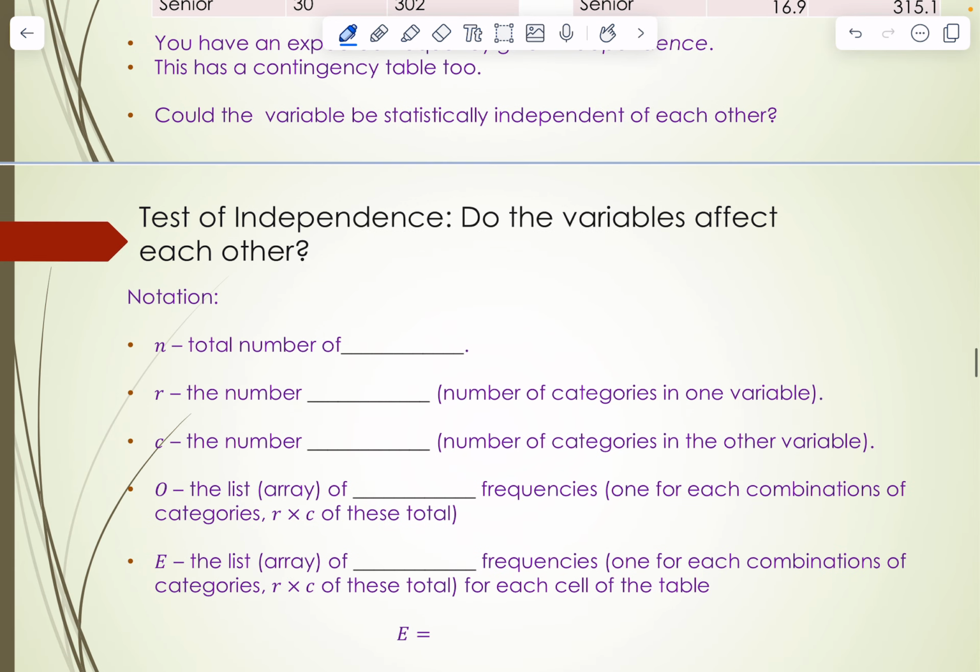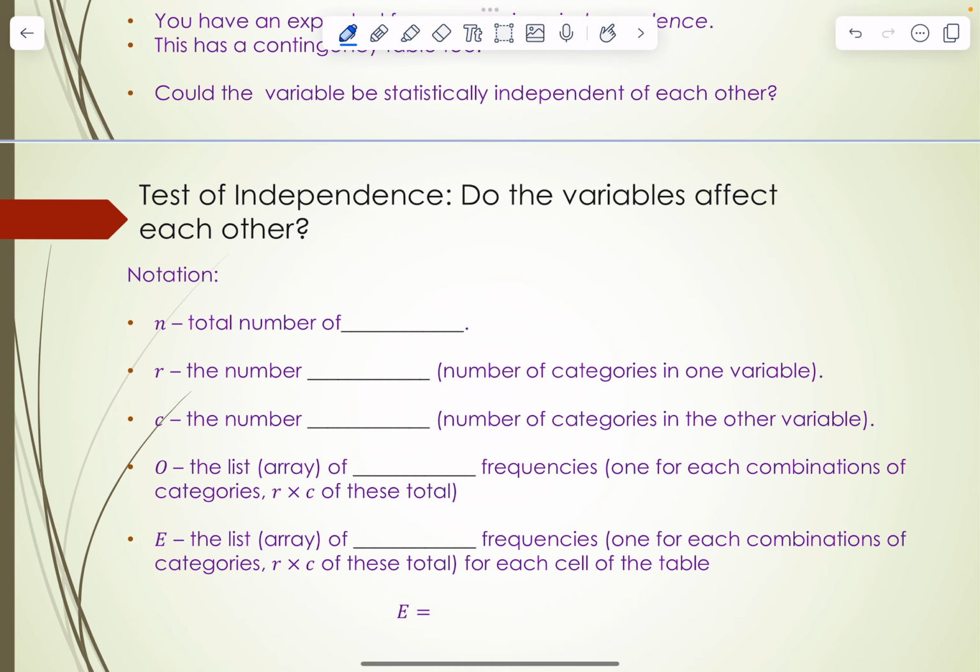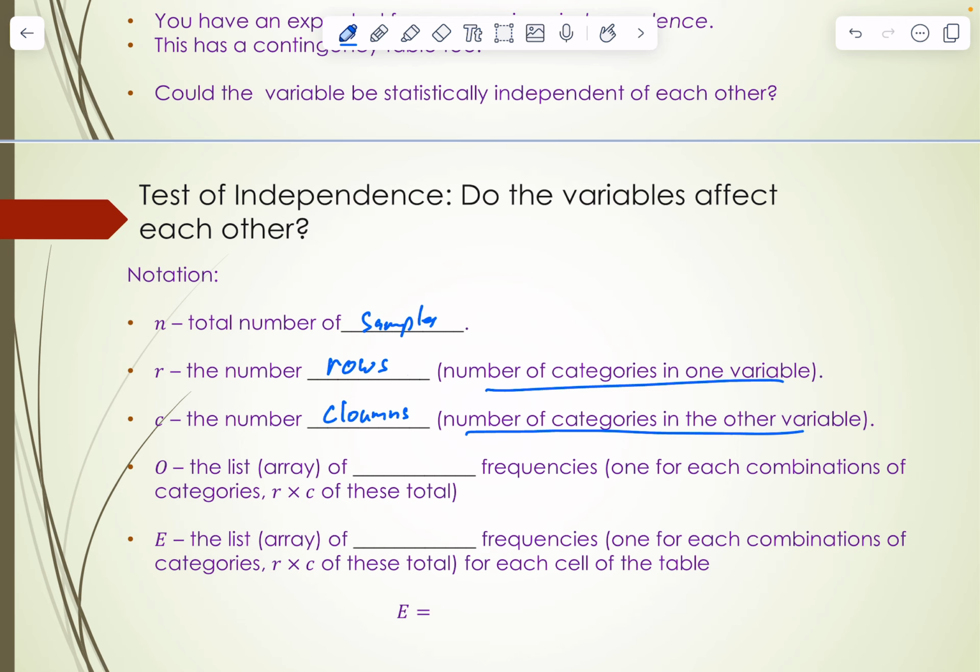A test for independence has some notation, which we'll go through right now. N is the number of samples or subjects. R is the number of rows, which is the number of categories in one variable. C is the number of columns, which is the number of categories in the other variable. You have a two-way table. O is the array of observed frequencies.